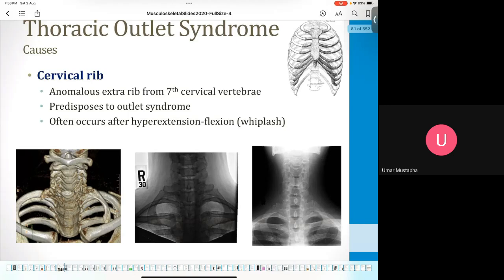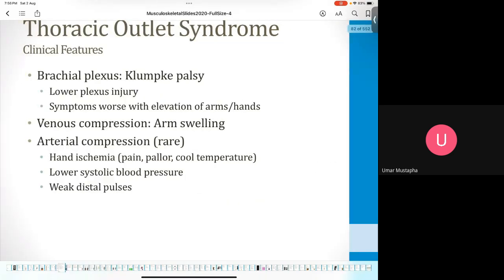As we discussed, in thoracic outlet syndrome we have an extra rib, again an extra seventh rib, and as we are doing hyperextension or flexion above our shoulder, that extra rib can compress and damage your lower trunk. It can compress the blood vessels as well, right? Leading to claw hand, as we discussed, right?